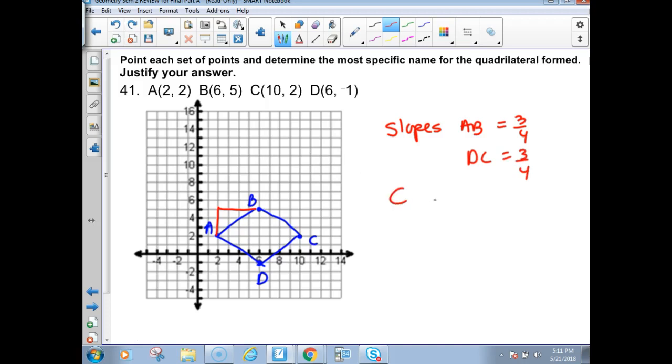Okay, I need to find the slope also of the other two sides. BC would be down 1, 2, 3, right 1, 2, 3, 4. Slope of AD, down 1, 2, 3, right 4. So now we know the opposite sides are parallel, therefore it's a parallelogram. And then we can see that these numbers are very much the same. So let's find the distance.